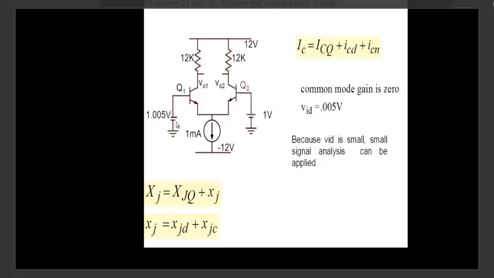Your VT is 26 millivolt, and we are talking about signals significantly smaller than VT: 2 millivolt, 5 millivolt, maybe 10 millivolt. The moment we go to 15 and 20 millivolt, we are stretching it, and our analysis will become more and more inaccurate. But if I say 2 volt here and 1 volt here, obviously small signal analysis is out. I can't write it in this form, where there's a differential small signal analysis and a common mode.